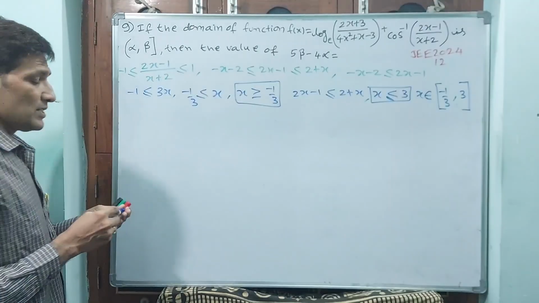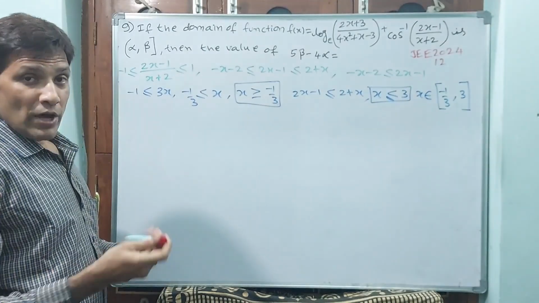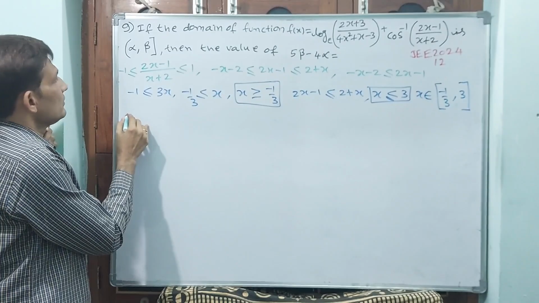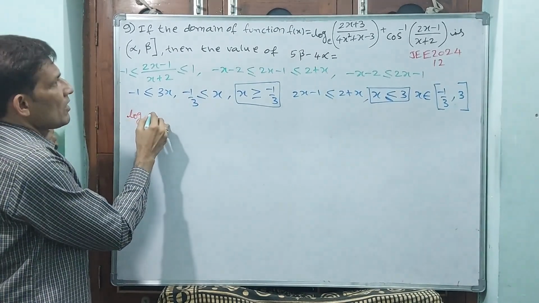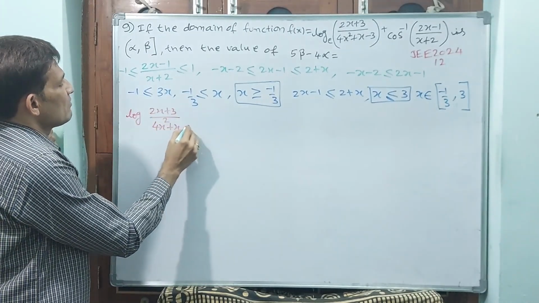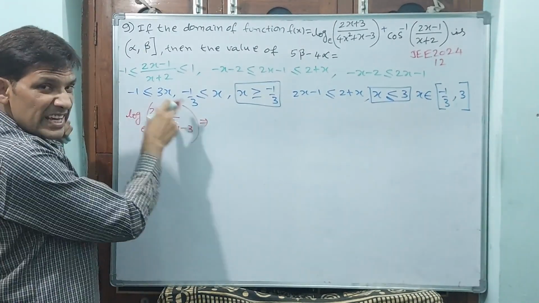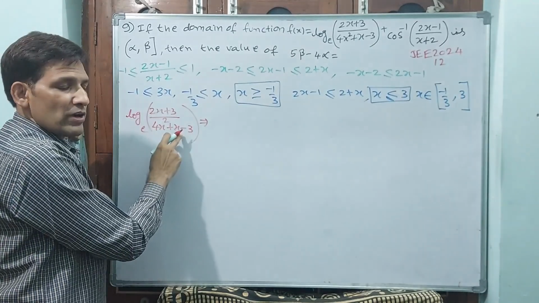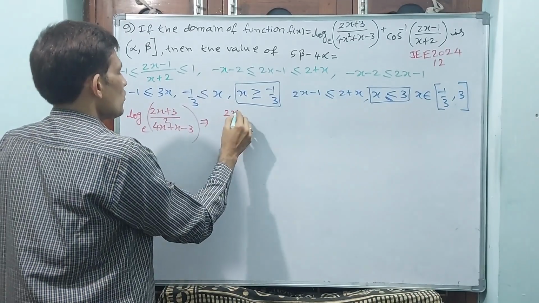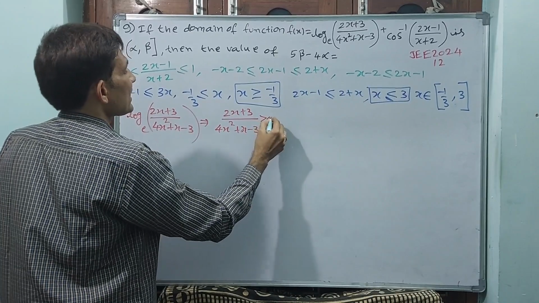Finally we will see what comes together. But now go for the log part. This is not that easy, it is complicated, so observe carefully how we solve it. We know very well that for log base e of (2x + 3)/(4x² + x − 3), the input should be greater than 0. So (2x + 3)/(4x² + x − 3) should be greater than 0.